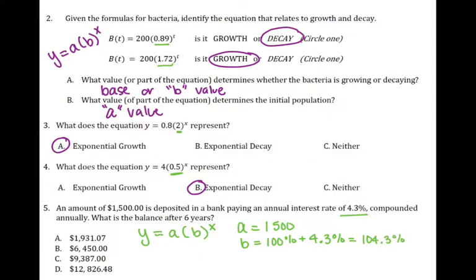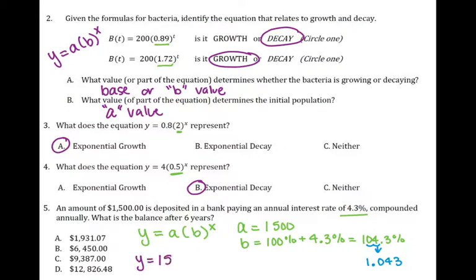Now for B, B always needs to be written as a decimal, not a percent. So I'm going to change this to a decimal. I'm going to move the decimal over 2 units. So that becomes 1.043 for B. And then I can go ahead and write it in my equation.